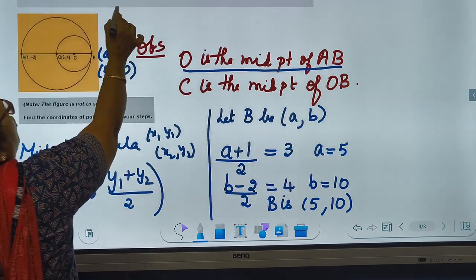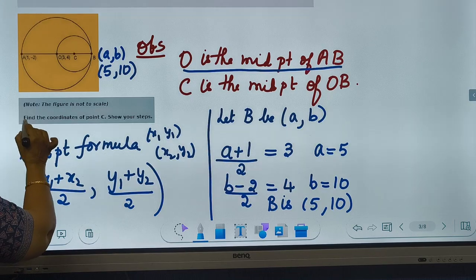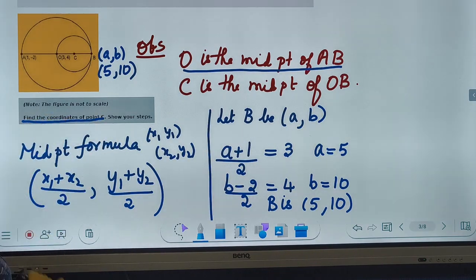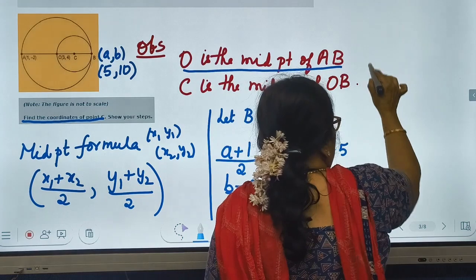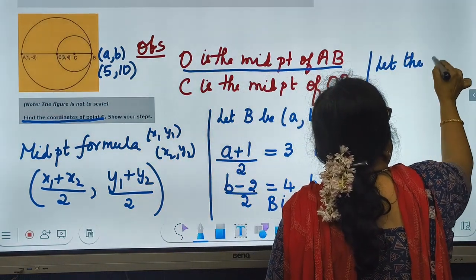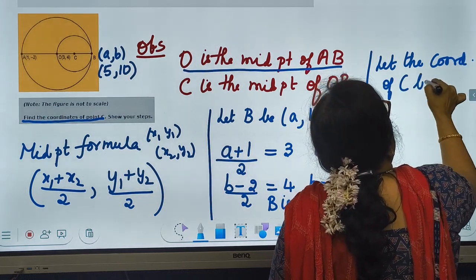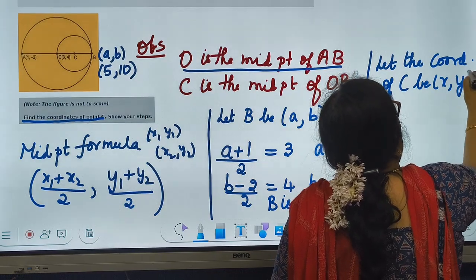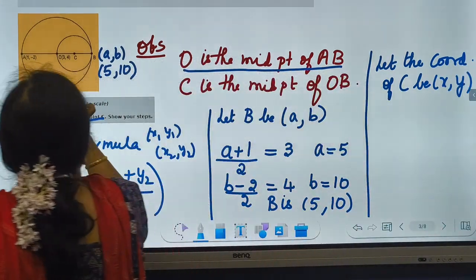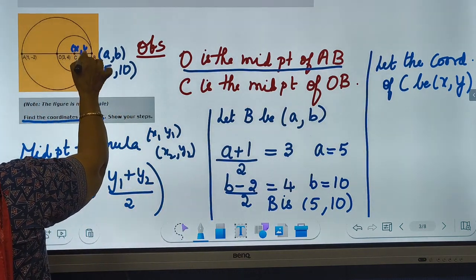Now what is the aim? You have to find, what is the question? You have to find the coordinates of C. So let the coordinates of C be x comma y. Now C is the midpoint of OB. So let me call it x comma y.